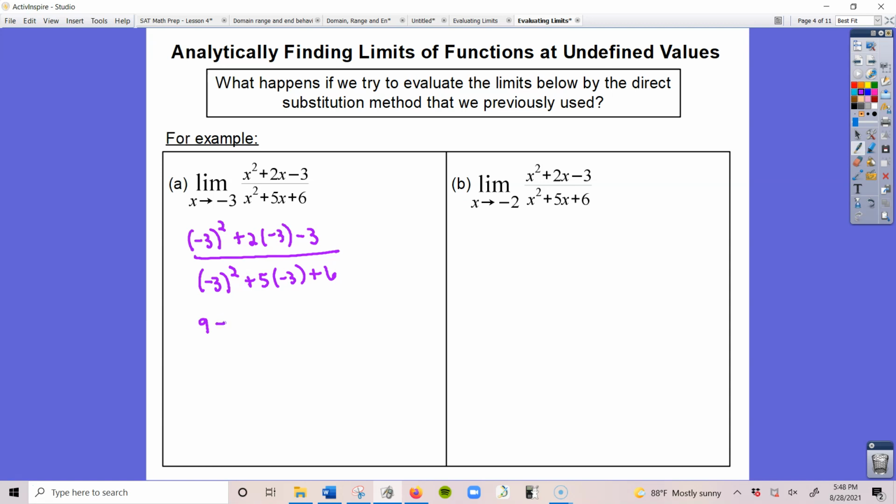2 times negative 3 is negative 6 minus 3. Over here in the denominator, negative 3 squared is 9 plus 5 times negative 3, which is negative 15, plus 6. 9 minus 6 is 3, minus 3, 0. Over 9 minus 15 is negative 6, plus 6, we get 0. Now here when you have 0 over 0, this is called indeterminate.